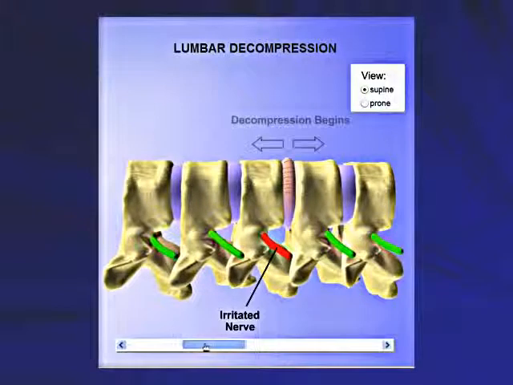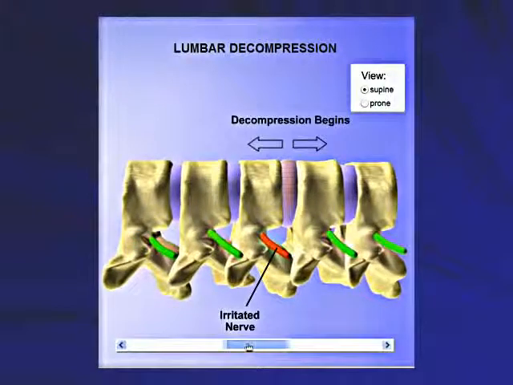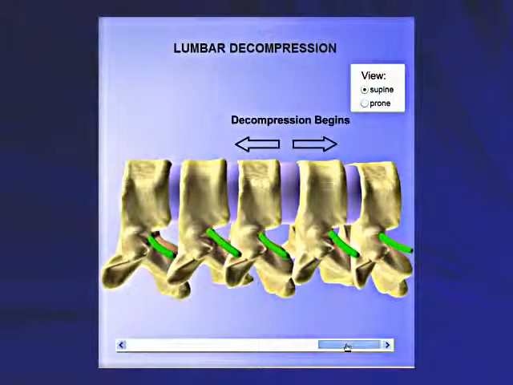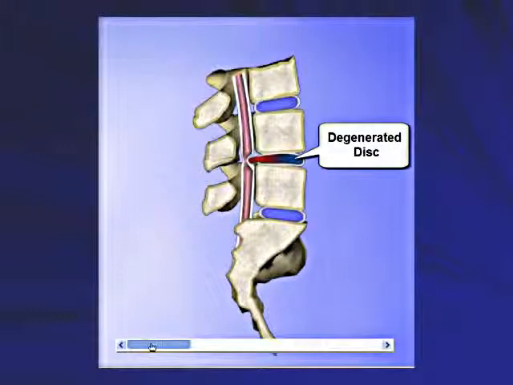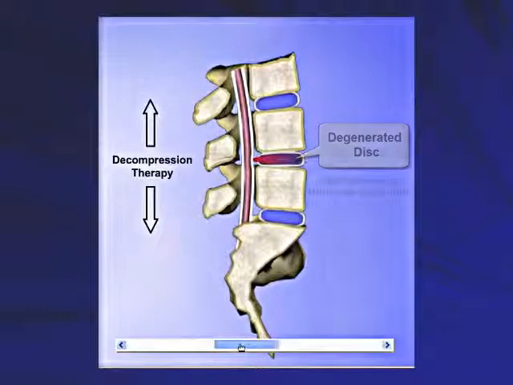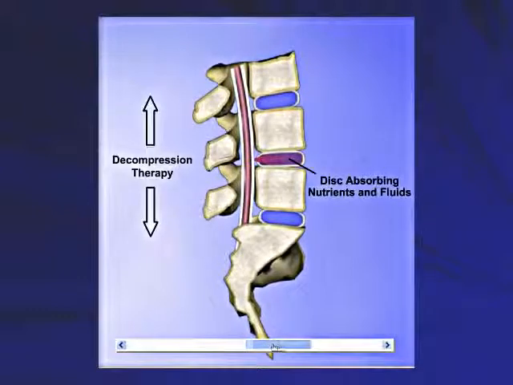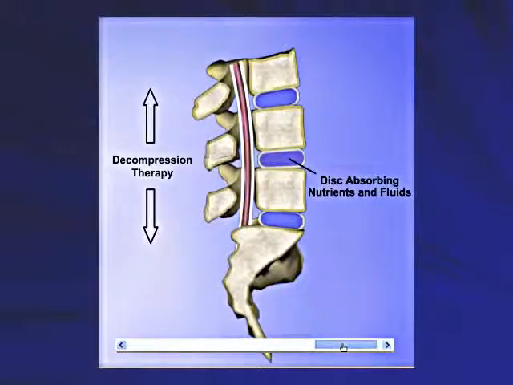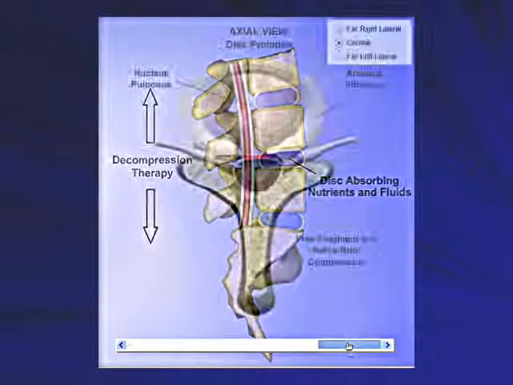Notice that with decompression therapy, the disc can retract to its natural form and normal height is restored. Now let's look at a lateral view. As vertebral pressure on the disc is reduced, we can see that the bulging area begins to retract back to its natural form. This disc now has the opportunity to absorb vital fluids and nutrients, while the outer layer, or annulus, begins healing. Once again, we'll revisit the axial or top-down view of the disc.